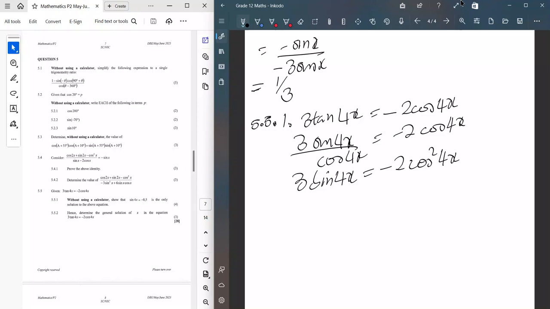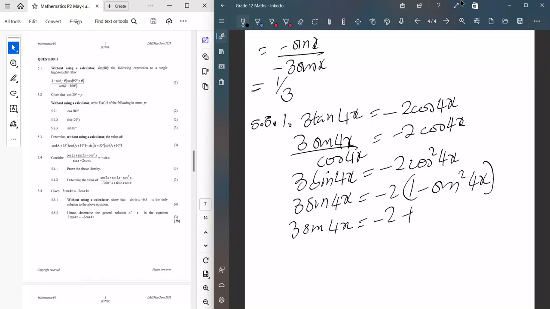Now, we are not done. I see here we have cos square 4x. Come on now. We have been doing maths for some time now, for 3 years, guys. So if I see this, I can say this is 1 minus sine square 4x, isn't it? Now this is 3 sine 4x equals negative 2 plus 2 sine square 4x. Okay, 0 equals 2 sine square 4x minus 3 sine 4x minus 2.